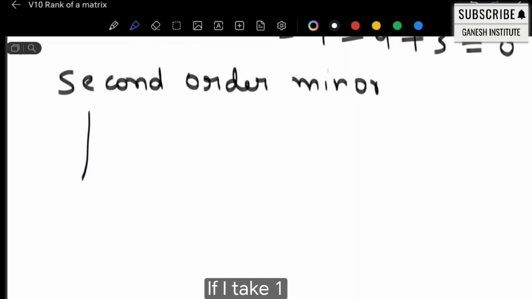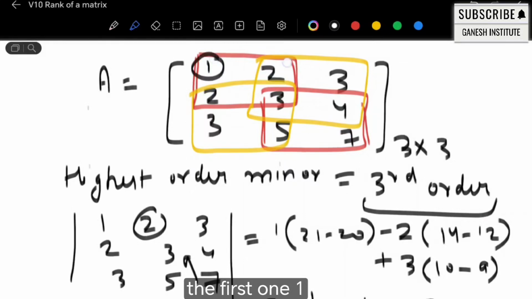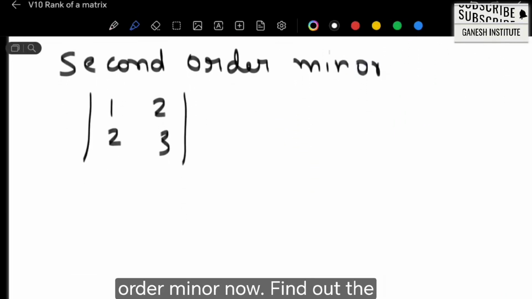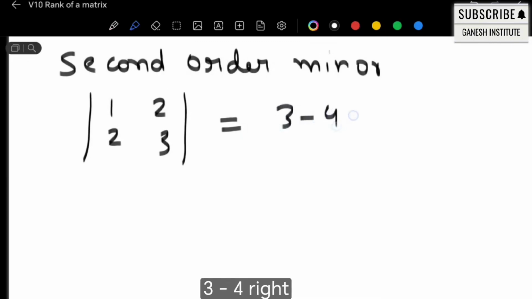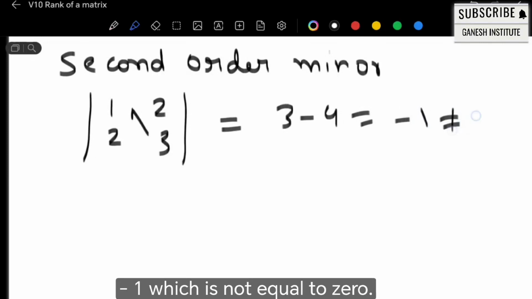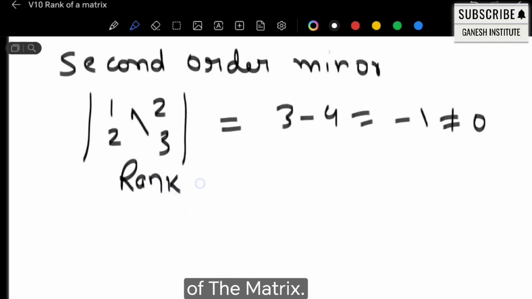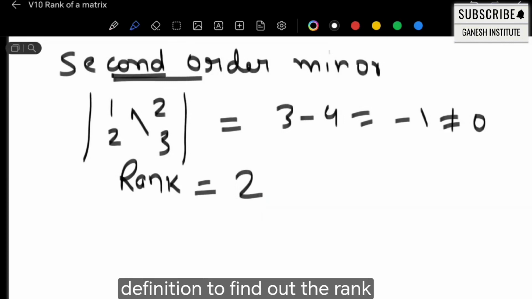So if I take 1 2 2 3, the first one, these 4 elements, I have taken a second order minor. Now find out the determinant. So it will be 3 1s are 3 minus 2 2s are 4, which is minus 1, which is not equal to 0. So that means we can say that the rank of the matrix is of second order.